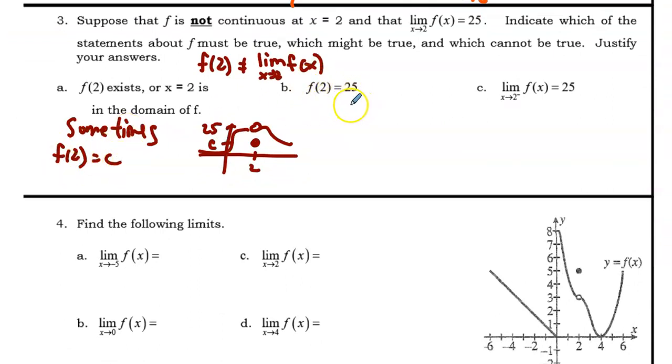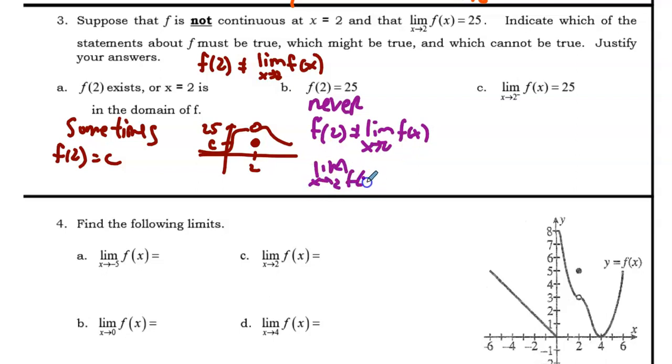Is f of 2 equal to 25? Well, I clearly know that this cannot be true. This is never true. Because if f of 2 does not equal the limit as x approaches 2 of f of x, and I know that the limit as x approaches 2 of f of x is equal to 25, and these are not equal to each other, then f of 2 cannot equal 25, ever.